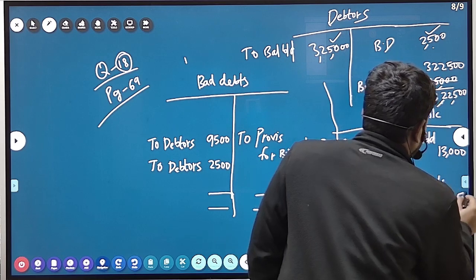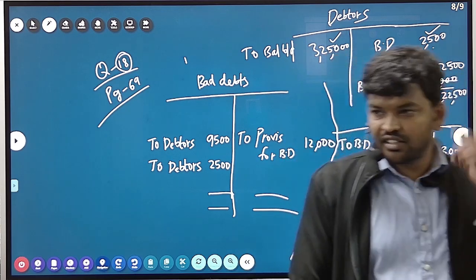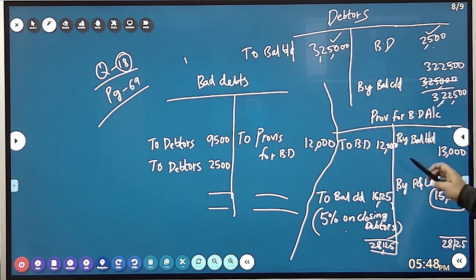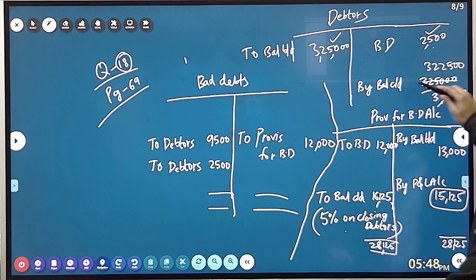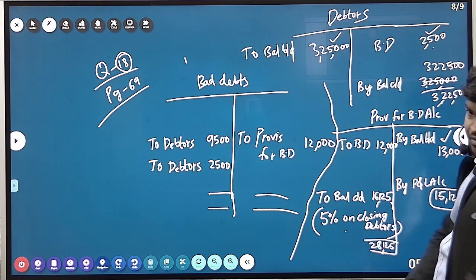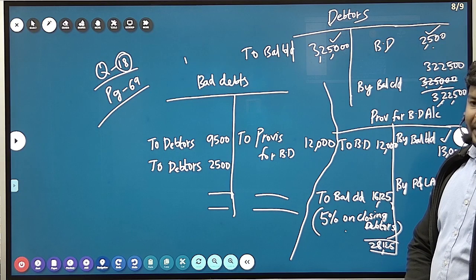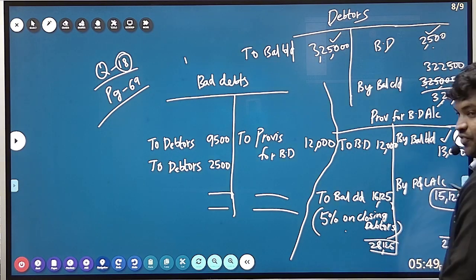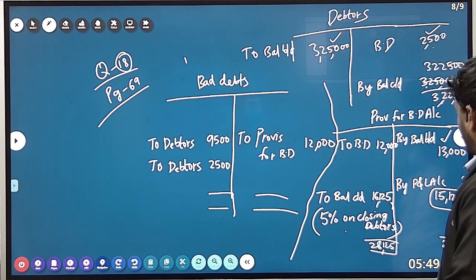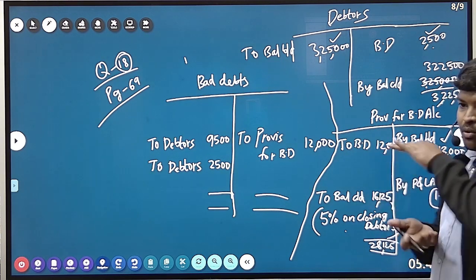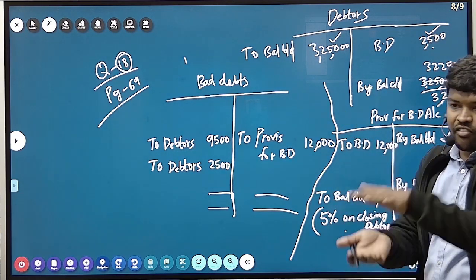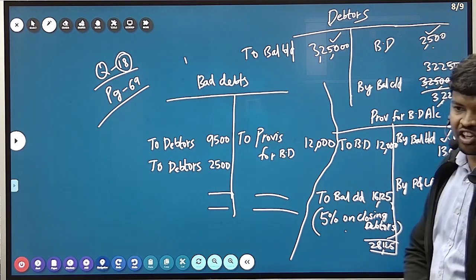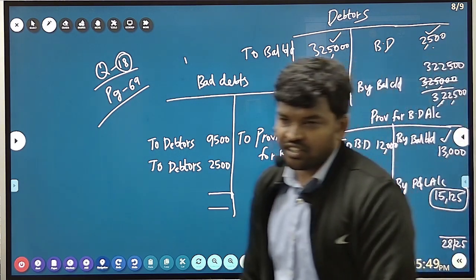Sir, what is this? This is the provision created during the year. Once again I am explaining this provision for bad debts account. See here, opening balance is 13,000. During the year I have created how much provision? 15,125. Total comes to 28,125. Out of the provision I have created, 12,000 has been written off in the name of bad debts. How much balance remains? 16,125. This is carried forward to the next year.